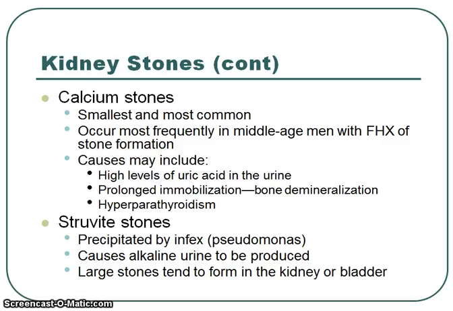Struvite stones usually happen after there's been an infection, particularly if it's caused by Pseudomonas bacteria. This causes the urine to be more alkaline, which allows the crystallizations to occur, and then they can form into stones. These stones are larger and they tend to form in the kidney or bladder area.